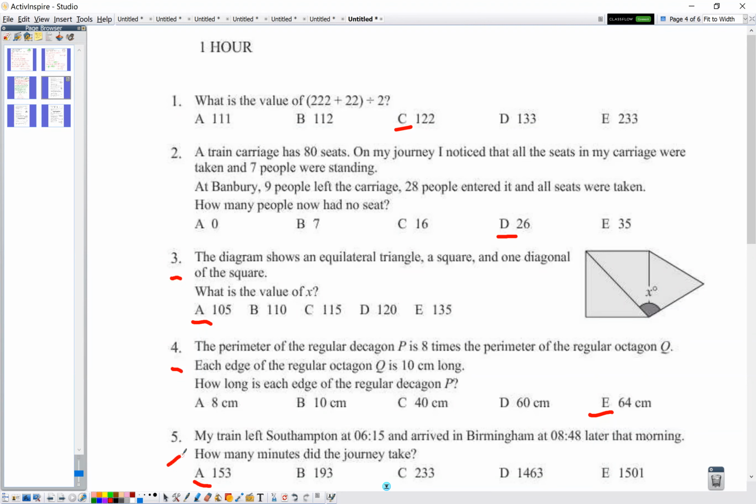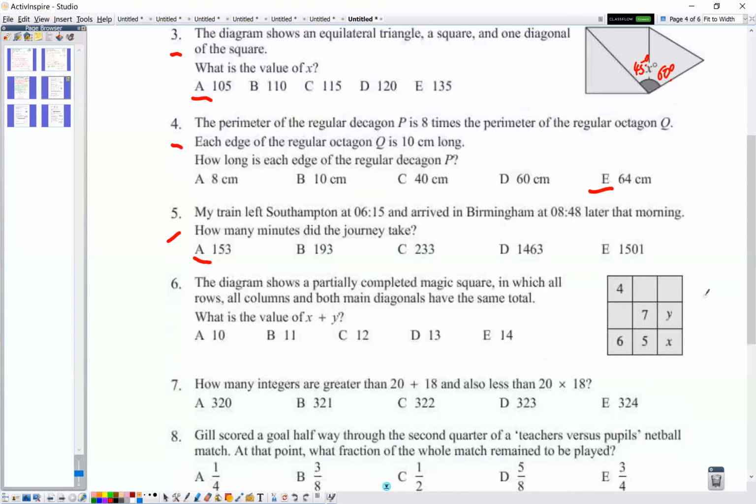Okay, let's talk about question 3 here. Look at question 3, because you can see the diagonal. The diagonal of the square bisects it into half, and bisected into half, this will become 45 degrees. So this is 45 degrees. This is an equilateral triangle, 60. Add them up is 105. This is question 3.